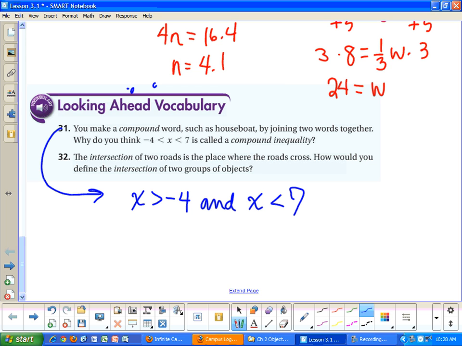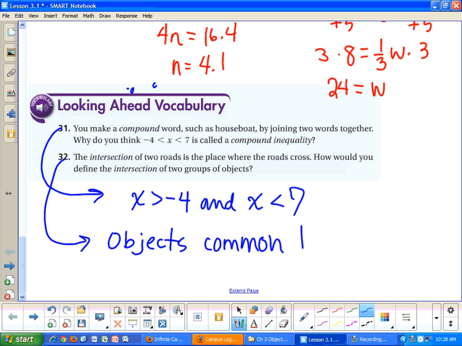The intersection of two roads is the place where roads cross. How would you define intersection of two groups of objects? The intersection of two groups of objects are the objects common to both sets.